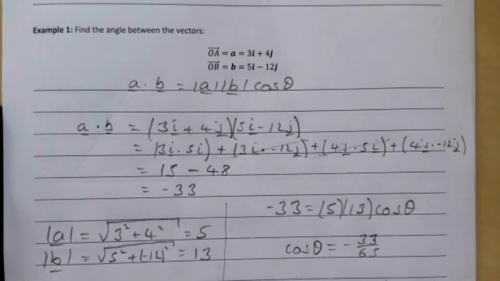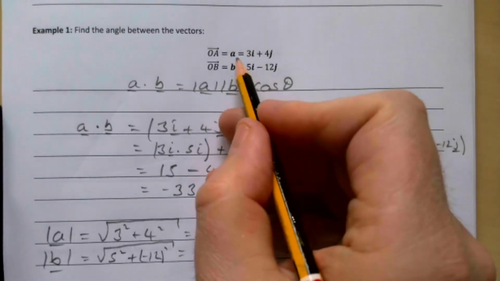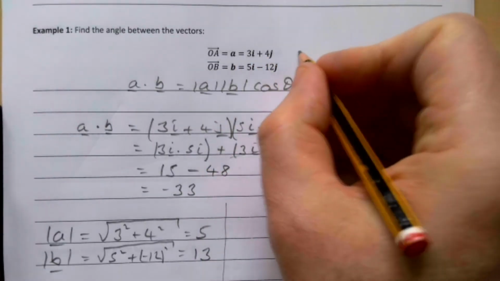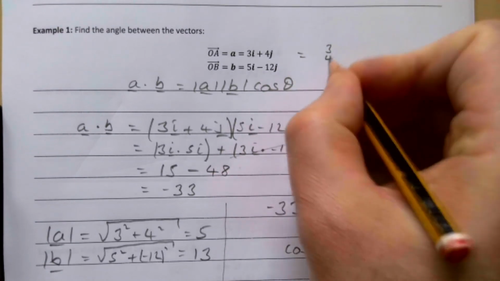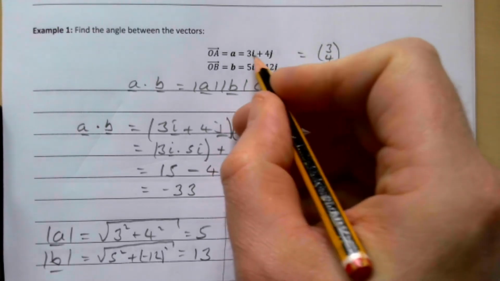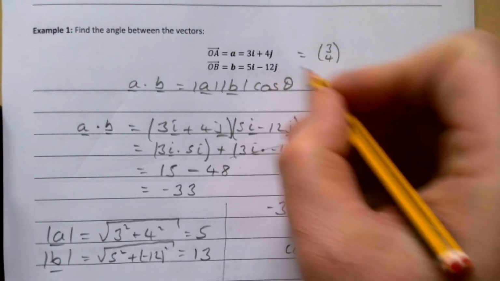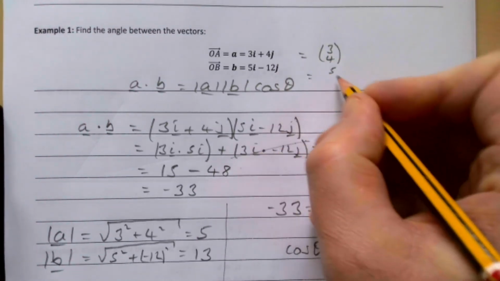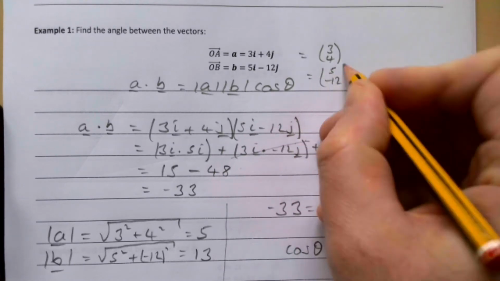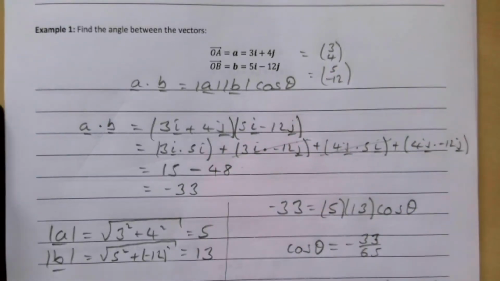Another thing just before we go into 3D stuff, sometimes instead of writing vectors like this, we can also write vectors like this. And rather than writing the ijk thing, it can be a lot more straightforward just to write them as column vectors. So that's 3, 4, and then that one would be 5, minus 12. And we're going to do that here for the 3D ones that are coming next.